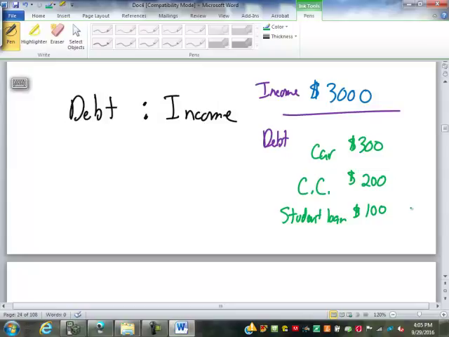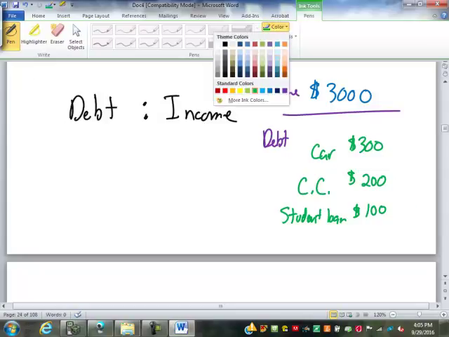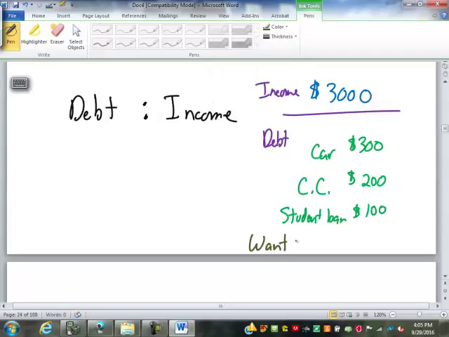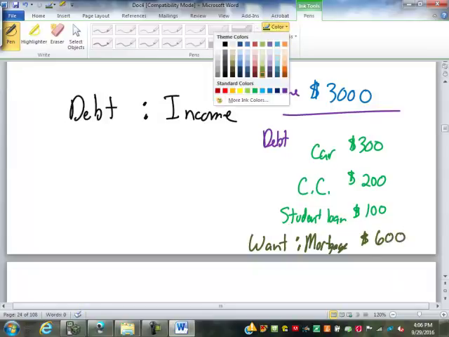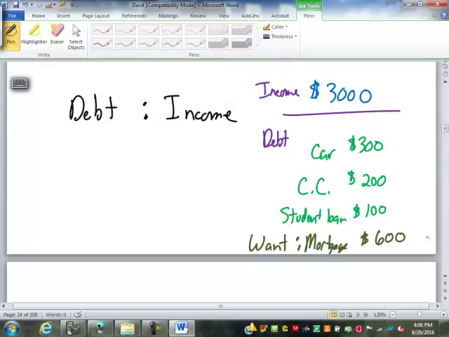And let's say that you are applying for a loan. You want a mortgage on a house. And that mortgage would be $600. What would that make your debt to income ratio if they give you that mortgage? Well, I add up all my debts there. I have $1,200 in debt per month. So that would give me $1,200 of debt payment for $3,000 of income.